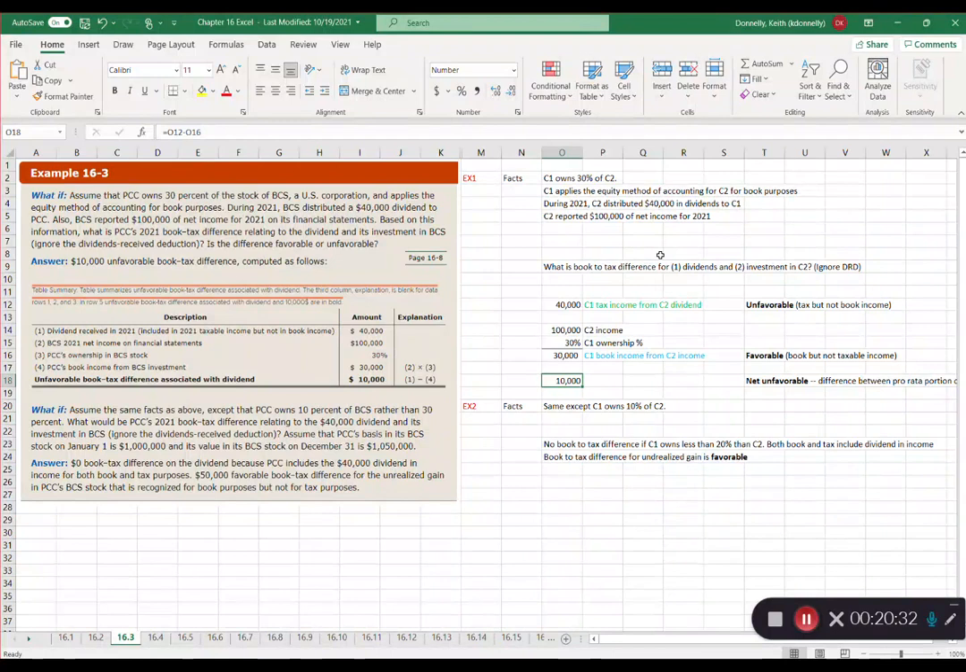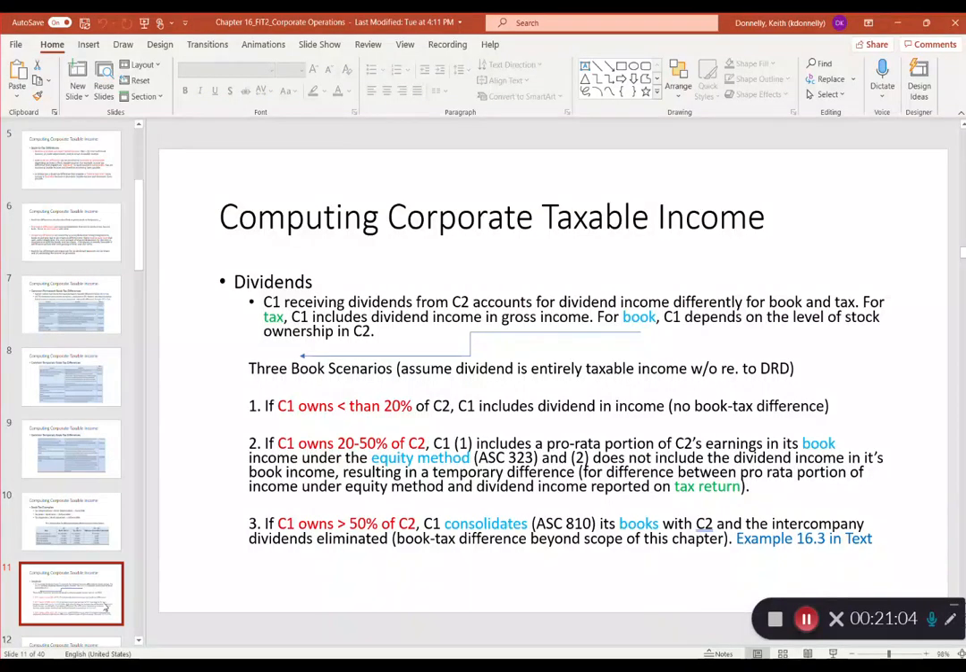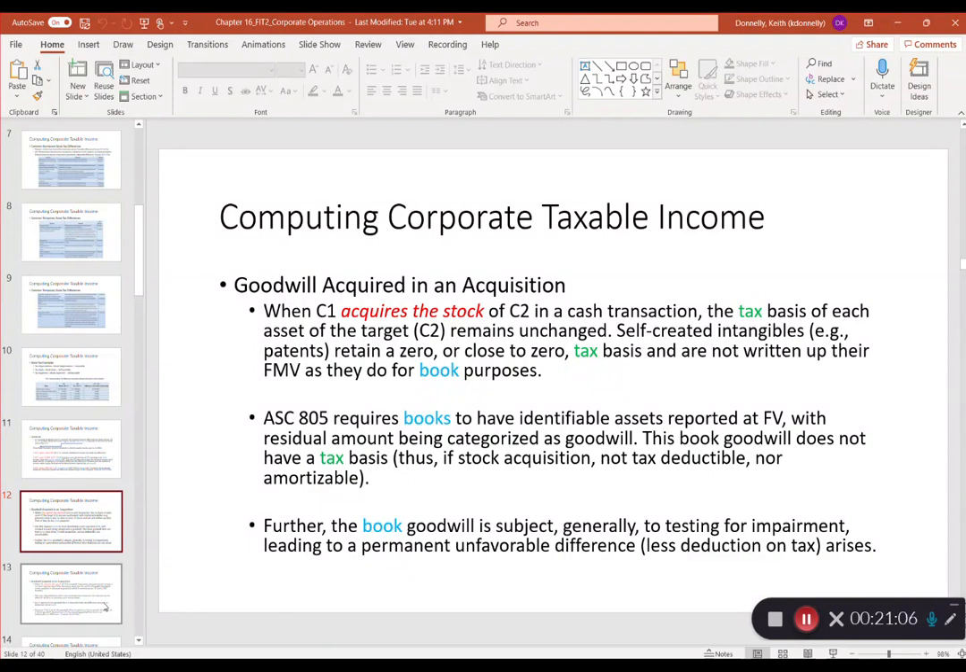increase our income. Now, imagine the same scenario, except we only own 10% of that other corporation. In that case, there is going to be no book to tax difference. It's going to be the same amount of income on both the books and the tax return. So don't worry about consolidations for the exam, but I think a simple question like using the example above or below is fair game. I'm just showing you that, hey, dividends, you have to be aware there's a book to tax difference for them. Next, we have a couple more slides, then we'll stop there.